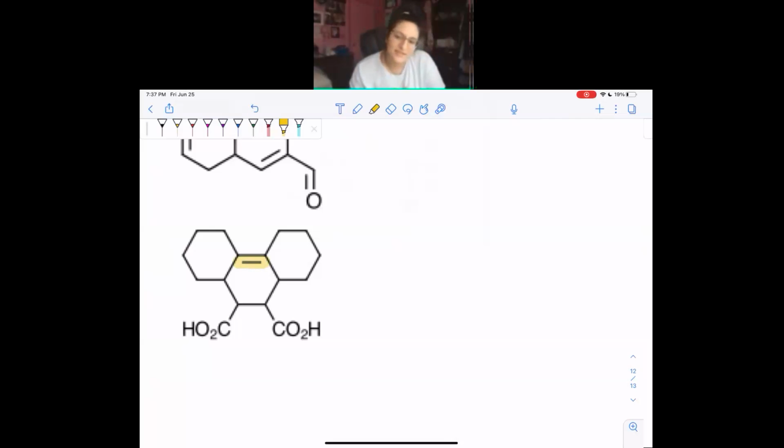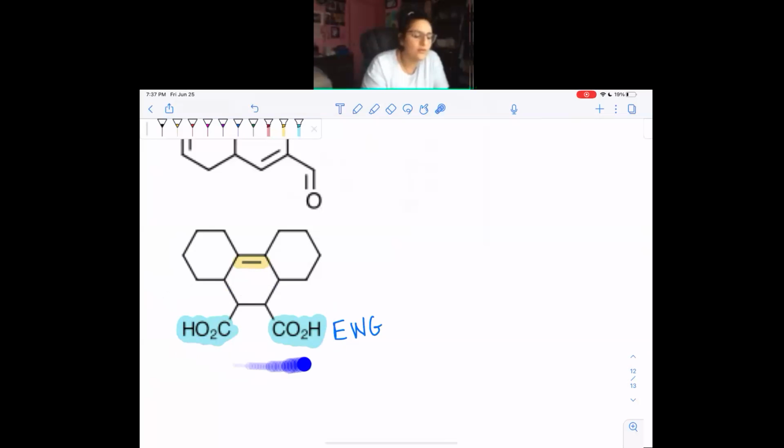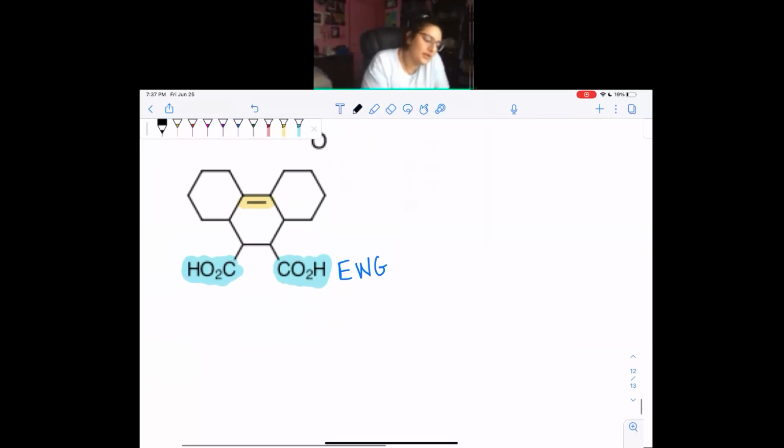But just in case, let's look at some substituents. This is a substituent. This is a substituent. CO2H is a carboxylic acid. We know that those carboxylic acids are electron withdrawing groups. So we know that the dienophile is going to be somewhere over here, but we don't know where exactly, just based on this, right? And so again, I'm going to put my little reference in the corner, right?